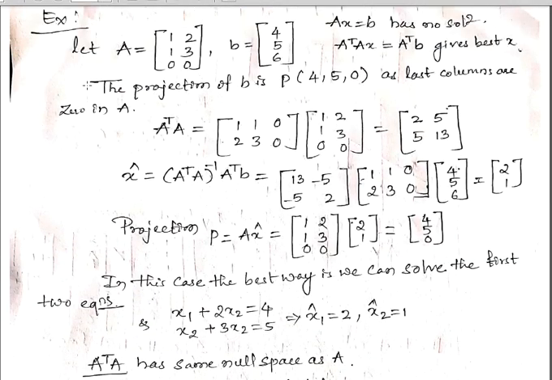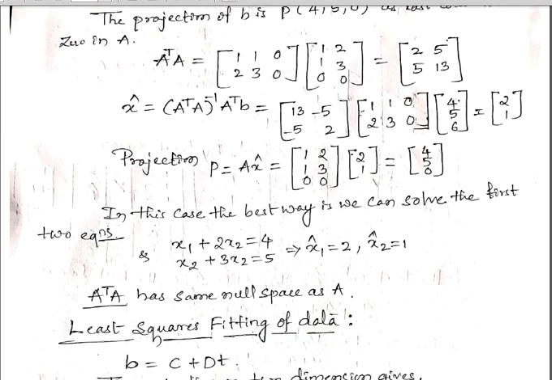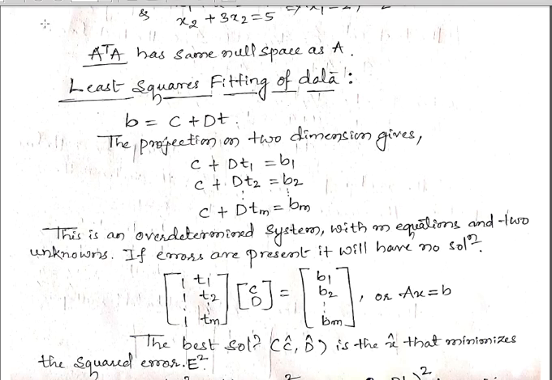And this is the way we solve by using this error method. Now the next one is least square fitting of data. The least square fitting of data is given by B = C + Dt. The projection on two dimensions gives C + Dt1 = B1. So these are another set of least square method problems.